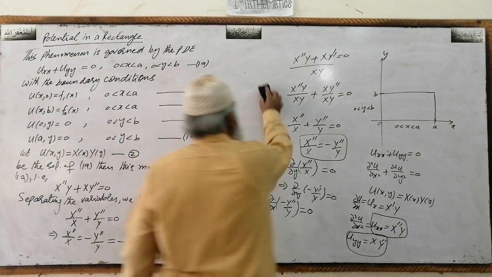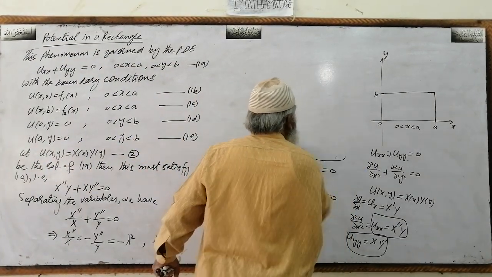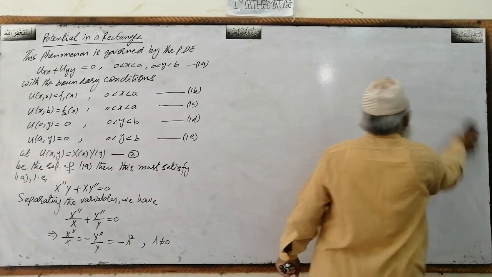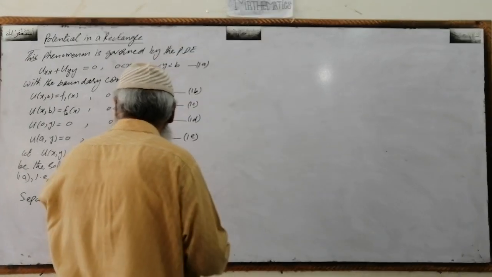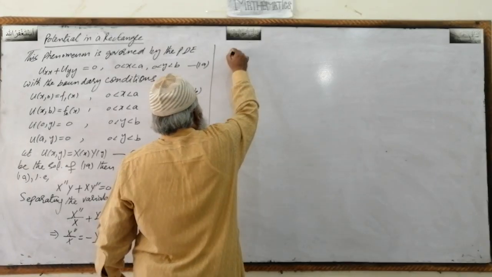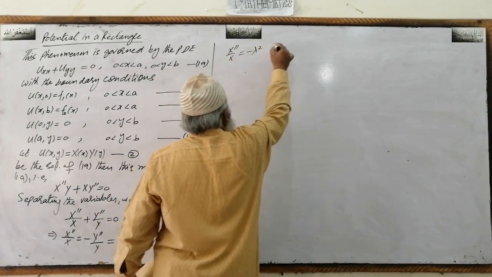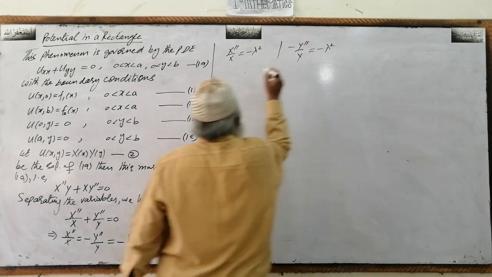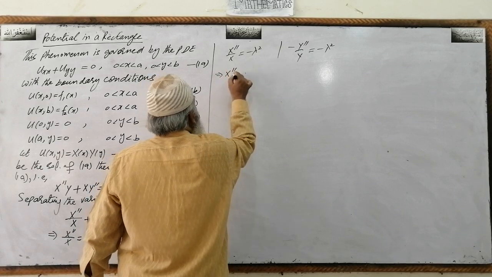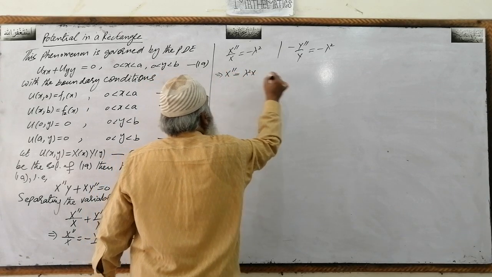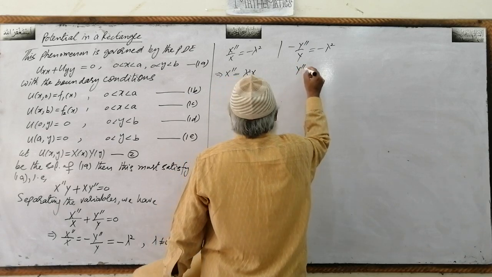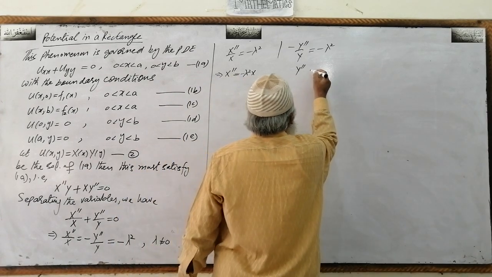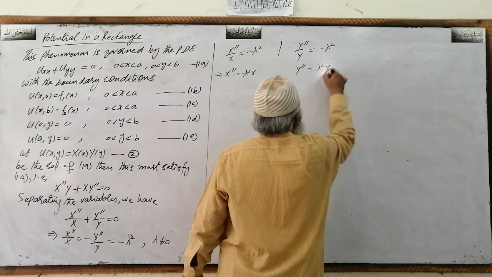Now from these assumptions, we will have x double dash over x is equal to minus lambda square, and minus y double dash over y is equal to minus lambda square. From here we have x double dash is equal to minus lambda square x, and from here we have y double dash is equal to lambda square y.